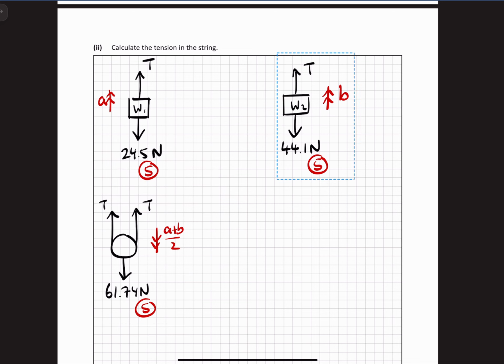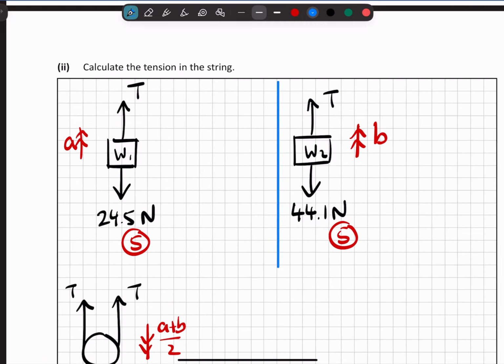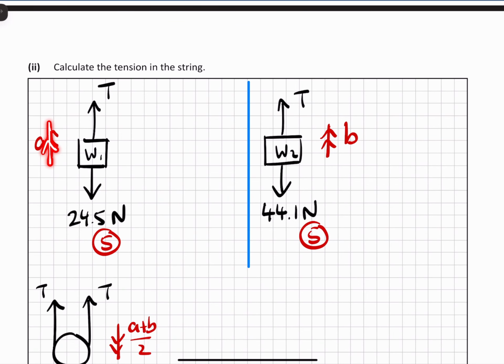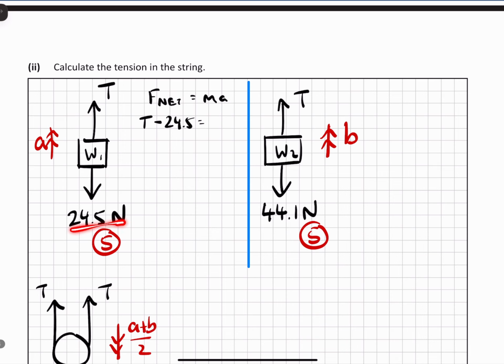So let's see if we can make an equation for the first 2. Try to be as neat or succinct as possible here. In this one here, it's accelerating upwards, so that must mean the tension is the greater force. So what I'm going to say here is the net force equals MA. The net force here is the tension minus 24.5 equals the mass.